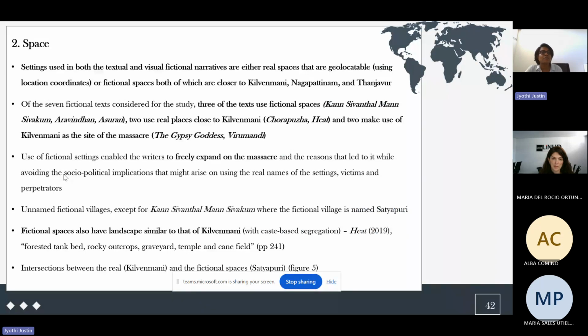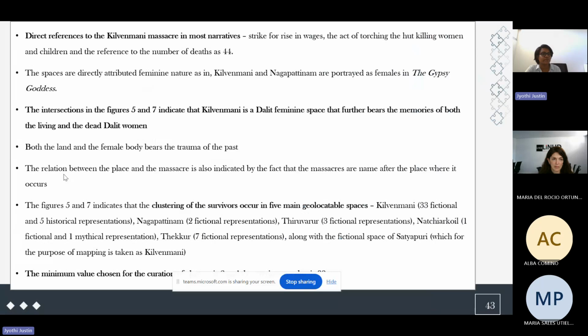For instance, there are fictional spaces that are closer to the actual sites like Kilvenmani, Nagapattinam, and Tanjavur. Of all the texts that we studied, we saw that 3 of the texts make use of fictional spaces, whereas 2 make use of real spaces that are closer to Kilvenmani, and 2 make use of Kilvenmani itself to refer to the massacre. Based on this, we were able to identify clusters where the female survivors were located. There are also direct references to the Kilvenmani massacre in most of the narratives.